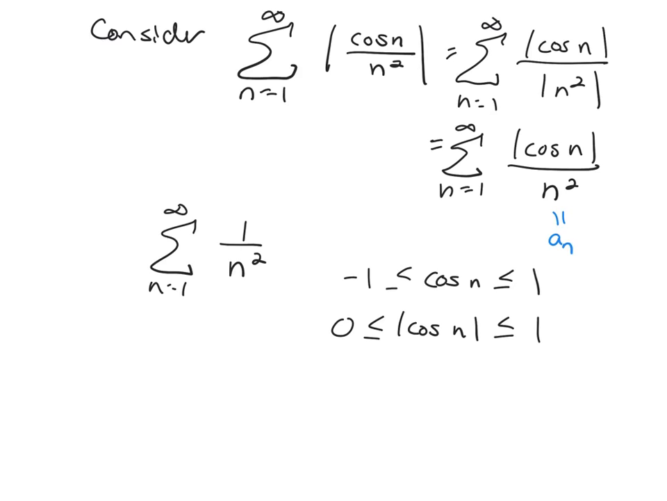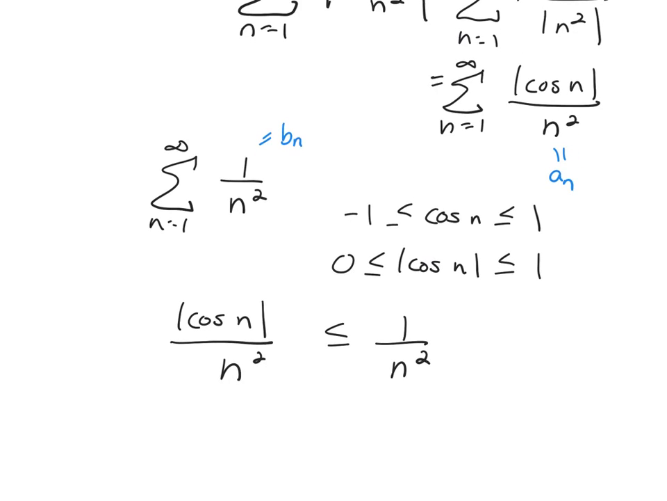Well, then I can now compare; this one is my b_n. I can now write down the relationship between these two terms: the absolute value of cosine of n over n squared is less than or equal to 1 over n squared. So this says a_n is less than or equal to b_n. Now let's look at the series with b_n in it, 1 over n squared. It's a p-series. What's my p-value? 2. So does it converge or diverge?